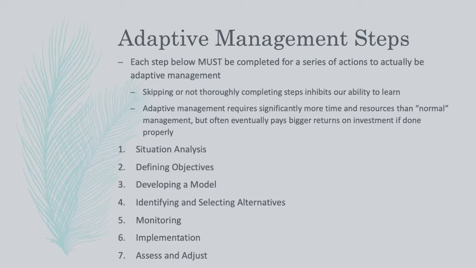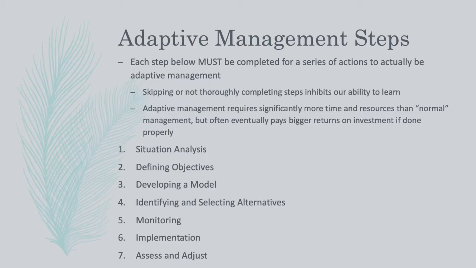So what are the steps? Well, the steps should be pretty self-explanatory, and we've outlined them in a broad sense before. Number one is situation analysis. Number two is defining our objectives. And then number three is developing a model. These are fitting into that outlining your goals and information gathering steps that we talked about before.